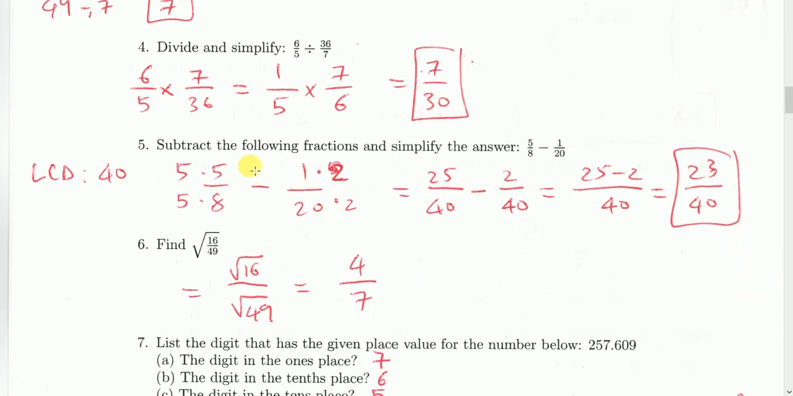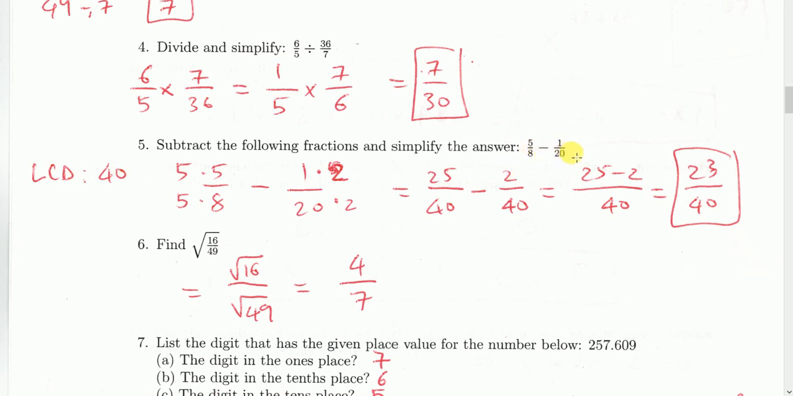Okay, subtract the following fractions and then simplify the answer. We have 5 over 8 subtract 1 over 20. Before we do the subtraction, we must find the common denominator of the bottom parts, 8 and 20. The least common denominator is 40, because 40 can be divided by 8 and 40 can be divided by 20, right? We cannot take 20 as the least common denominator because 20 cannot be divided by 8. So we have to multiply 20 by another factor, which is 2, to get 40.